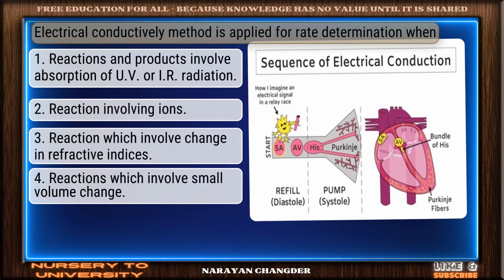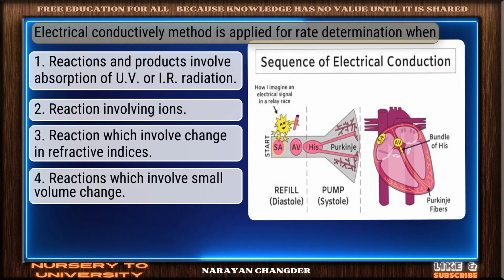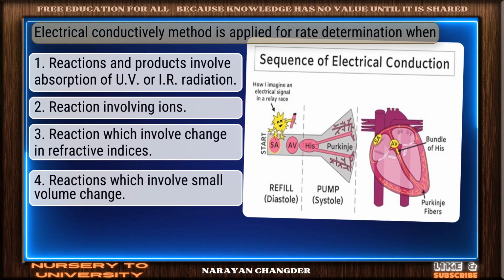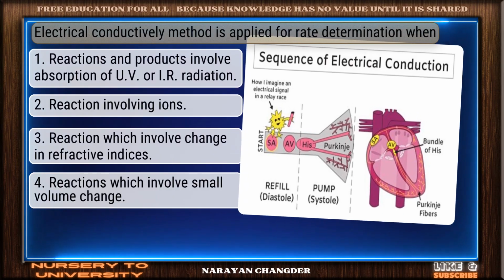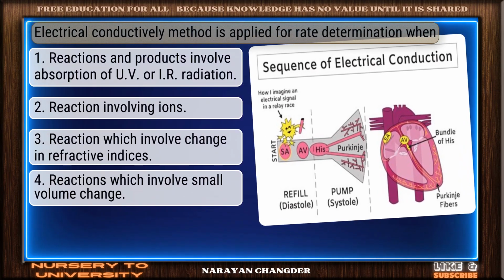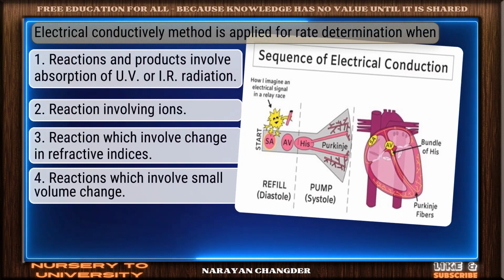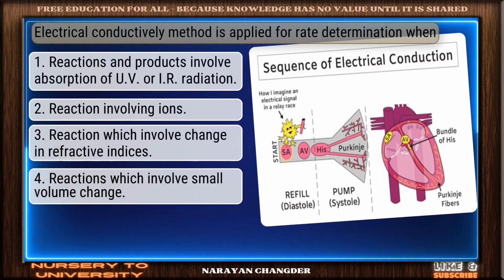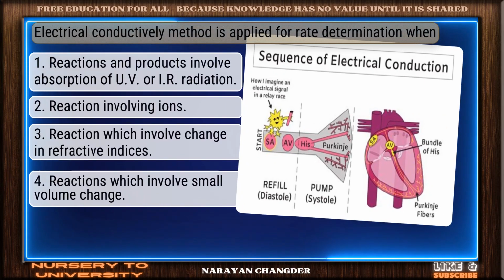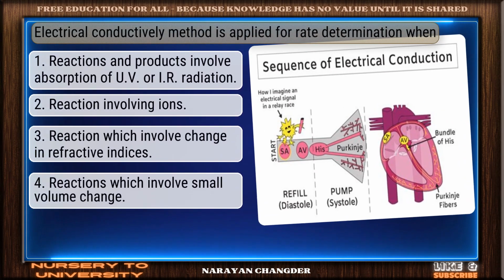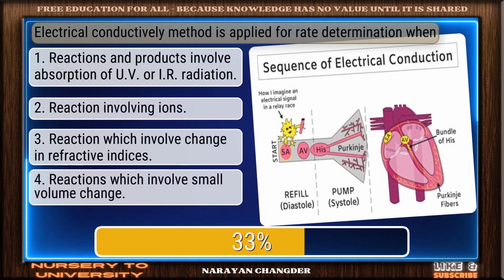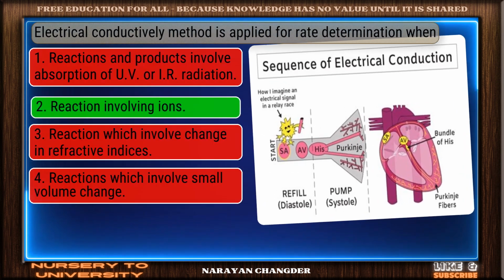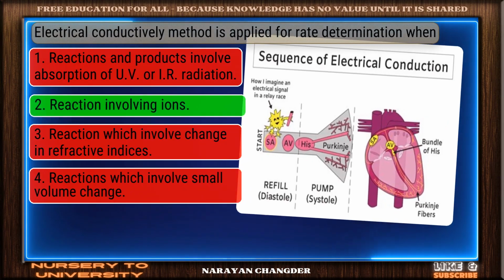Electrical conductivity method is applied for rate determination when Option 1, reactions and products involve absorption of UV or IR radiation. Option 2, reaction involving ions. Option 3, reaction which involve change in refractive indices. Option 4, reactions which involve small volume change. Reaction involving ions, great work.